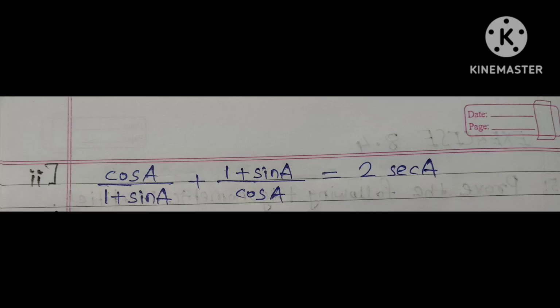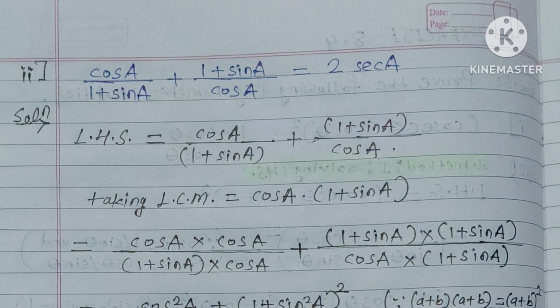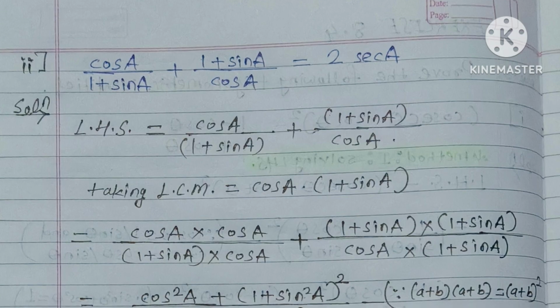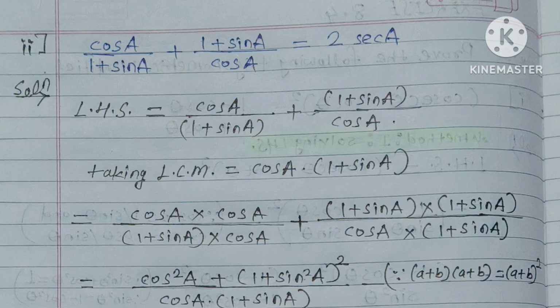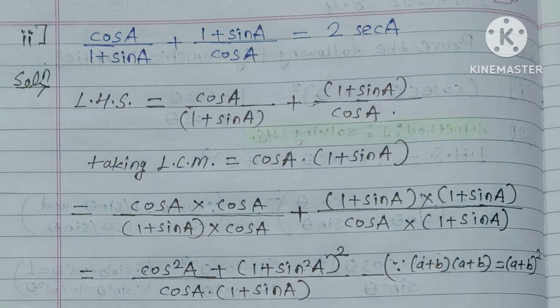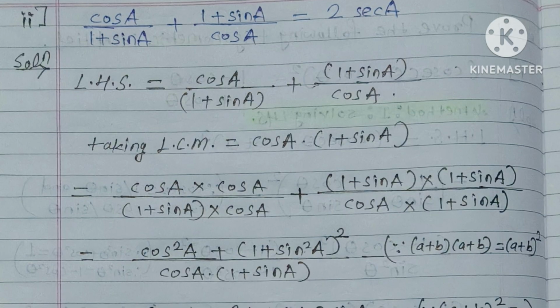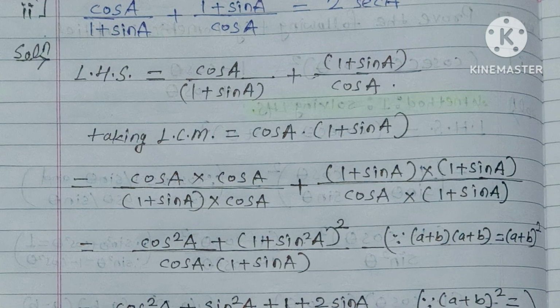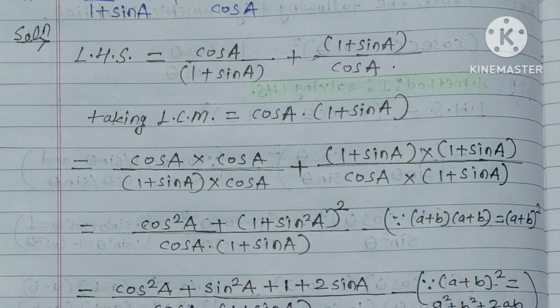In the second question, we have to prove cos A divided by 1 plus sin A, plus 1 plus sin A divided by cos A, is equal to 2 sec A. Now here we don't have anything to solve on the RHS, so we are going to solve the LHS and equate it with the RHS. So we have to take the LCM as cos A into 1 plus sin A in order to solve this ahead. So we'll get cos A into cos A divided by 1 plus sin A into cos A, plus 1 plus sin A into 1 plus sin A divided by cos A into 1 plus sin A.